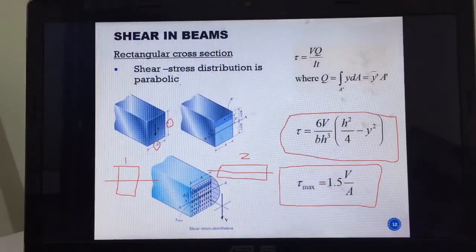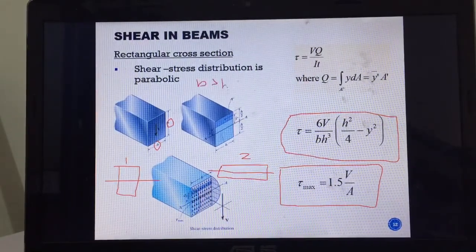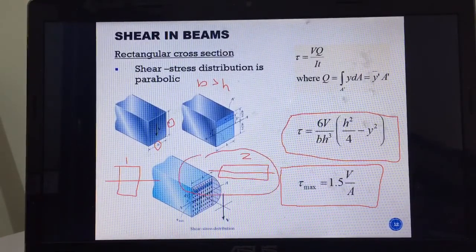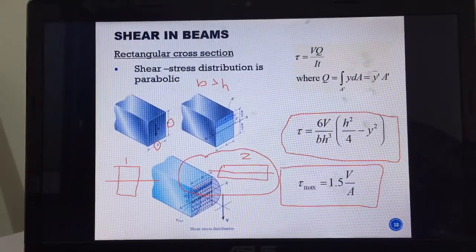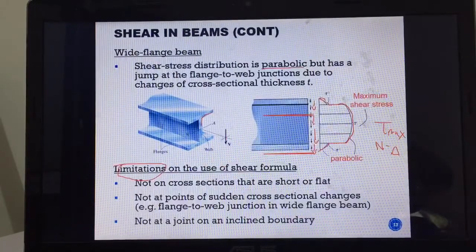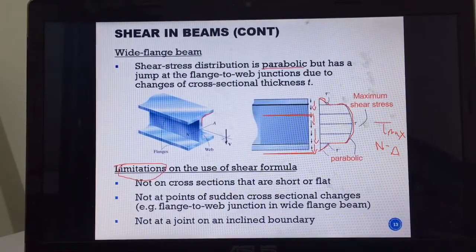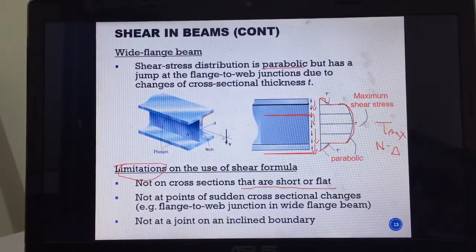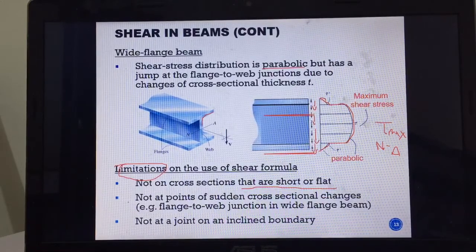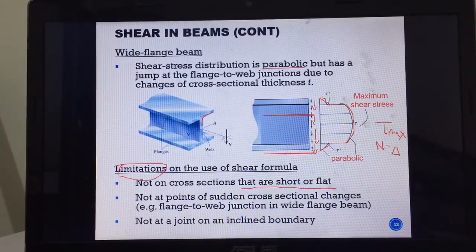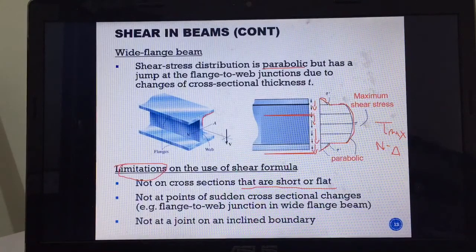They have this ratio B over H, but generally speaking, we try to avoid this kind of cross section. Otherwise, the shear formula will become more and more inaccurate, right? That's the first thing: not on cross sections that are short or flat, the first limitation. Second limitation, okay, it is not at points of sudden cross-sectional change.